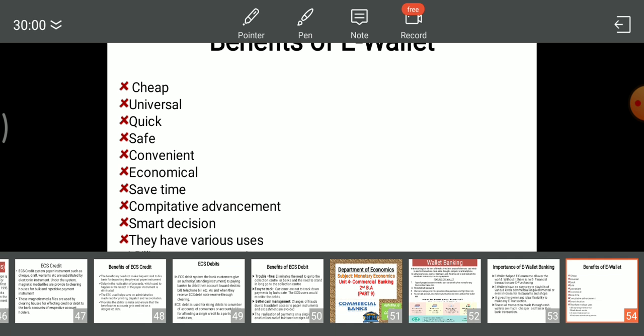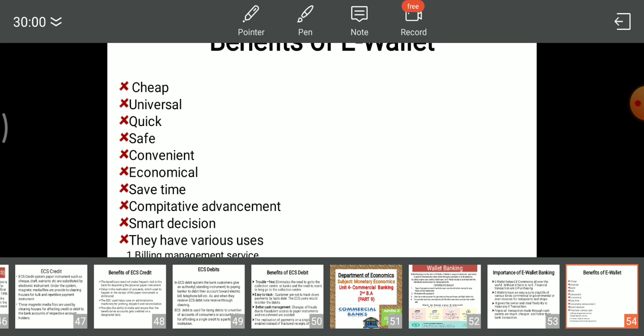The next one is convenient. E-wallets are convenient as they eliminate the need to carry a physical wallet, and they are also faster. A digital wallet can store the user's credit and debit card data, which can be used to make a transaction at any time.